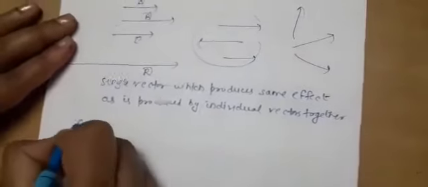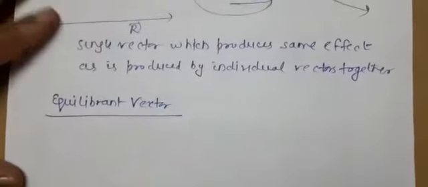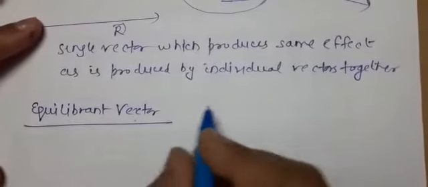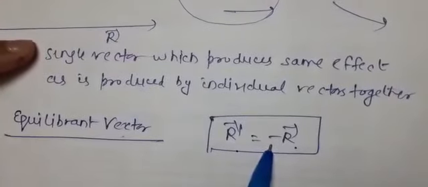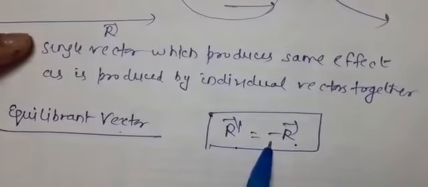Now, the next term that I am taking is the equilibrant vector. In simple terms, you can say it is a vector that is the negative of the resultant vector. In simple terms, this is a kind of vector whose magnitude is the same as that of the resultant vector, but direction is opposite. So it is equal and opposite to the resultant of various vectors acting on the body.